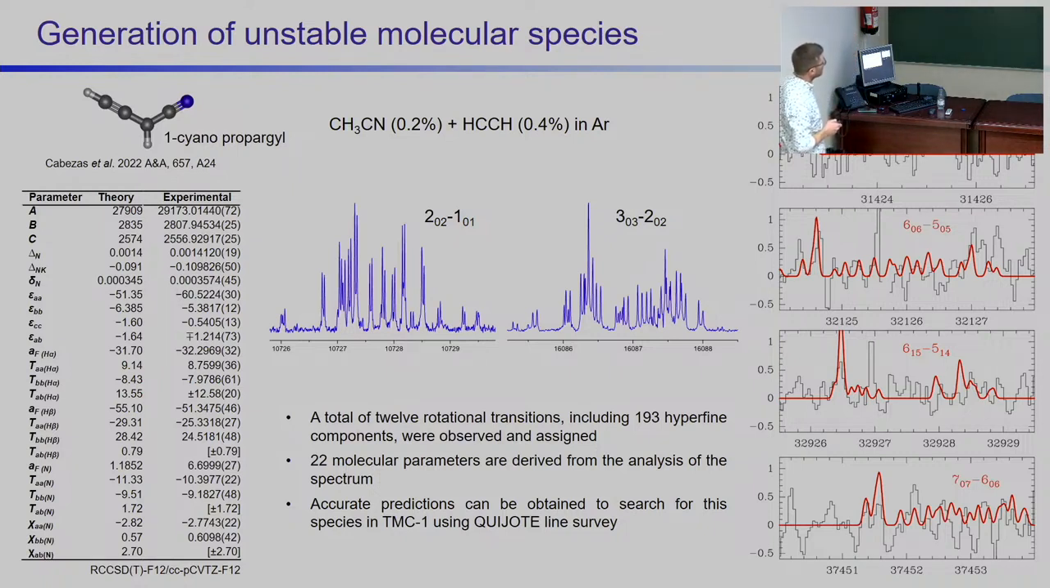In red we have our predictions, and in black is the line survey on the molecular cloud TMC1 that was obtained with the QUIJOTE line survey. And in this case, we cannot conclude that this molecule is in TMC1 because there's no coincidence between our predictions and the observations.